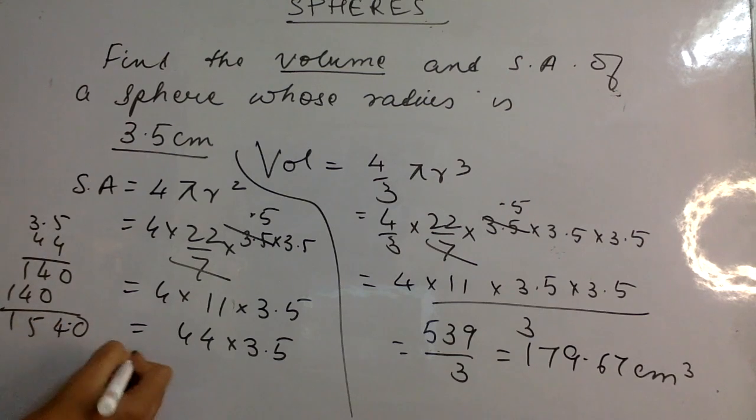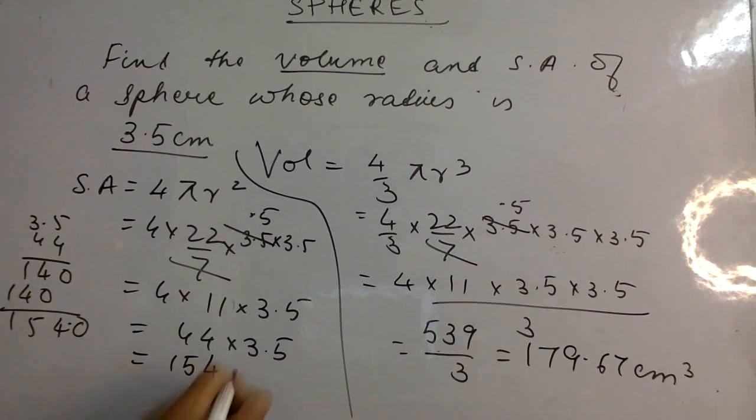Sorry, that is 154 centimeter square. Okay, so here also remember to put the repeated digit below while multiplying. When you put the repeated digit below while multiplying, you can repeat this and your sum goes faster. Okay, so let's take up the next sum.